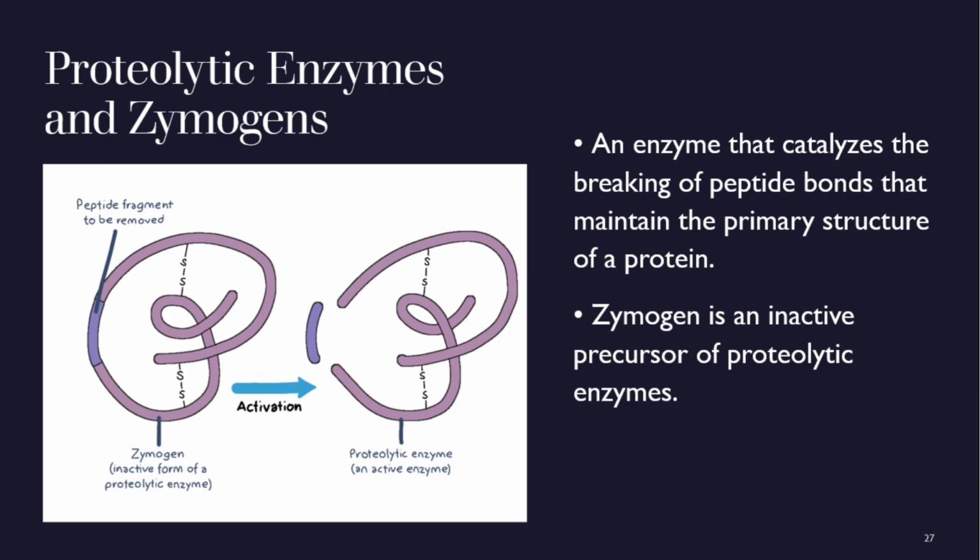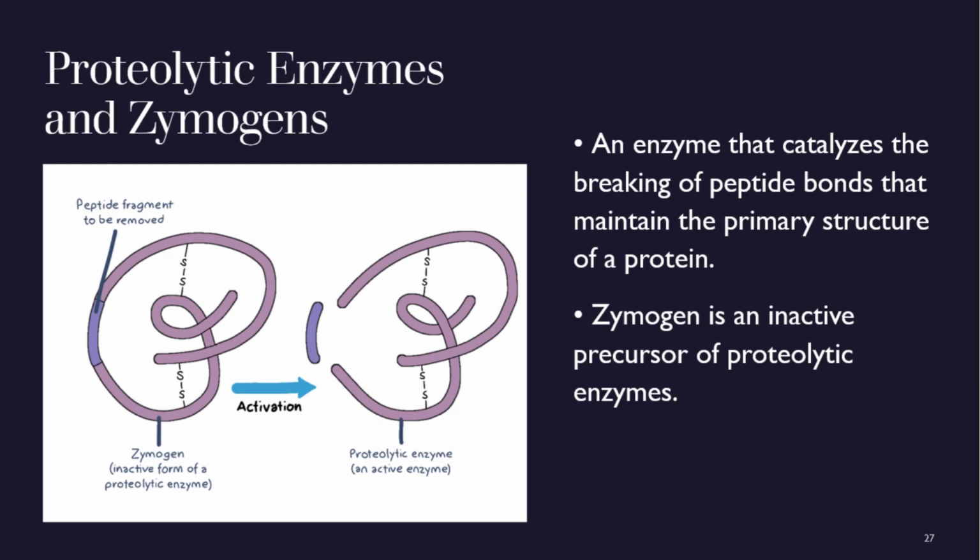Then we have the second mechanism, the proteolytic enzymes and zymogens. A proteolytic enzyme catalyzes the breaking of peptide bonds that maintain the primary structure of a protein. It is also based on the production of enzymes in an inactive form that are turned on at the appropriate time. Proteolytic enzymes are generated in an inactive form and then later, when they are needed, are converted to their active form. This inactive form is called a zymogen. It is the inactive precursor of a proteolytic enzyme. The zymogen can also be called a proenzyme.